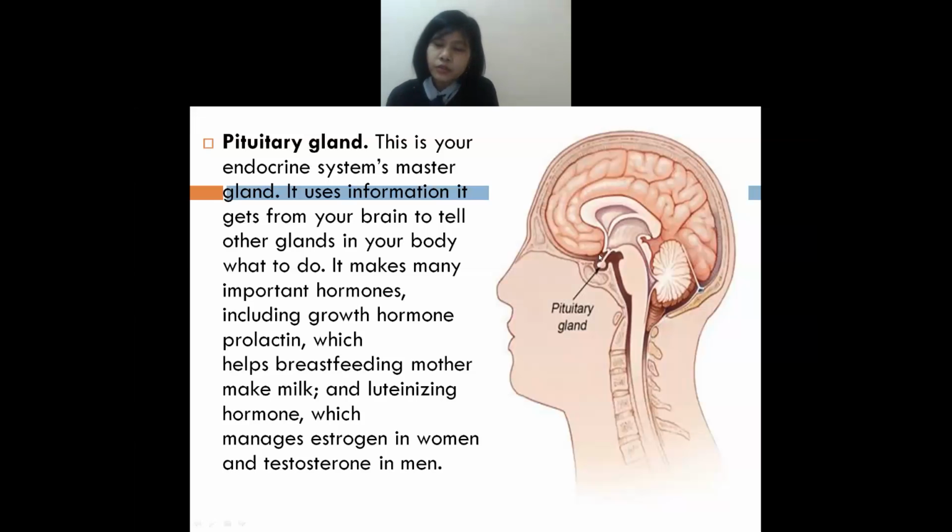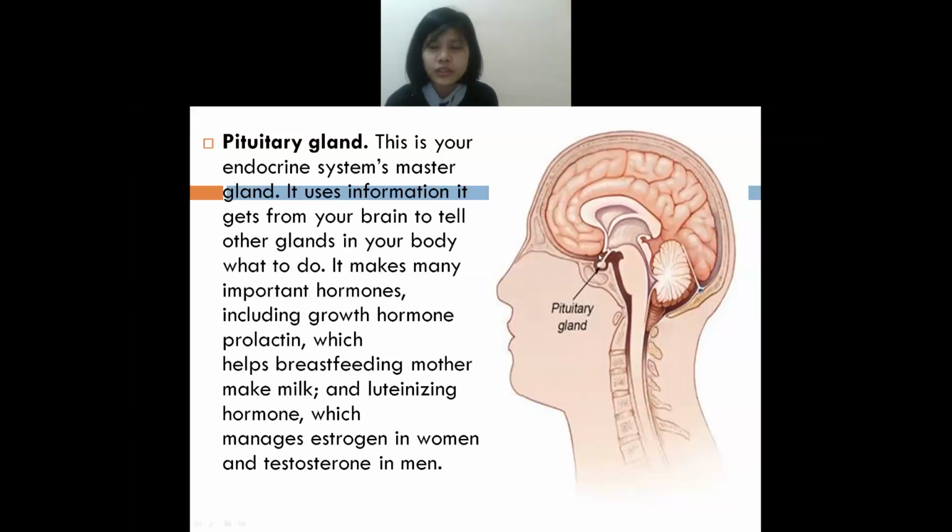So, what is the name of those hormones? Such as, sorry, growth hormone, which is known as prolactin. Understand? Growth hormones such as prolactin, and what does this prolactin do? It helps the breastfeeding mothers so that they can produce milk, so that they can feed the baby. Understand?